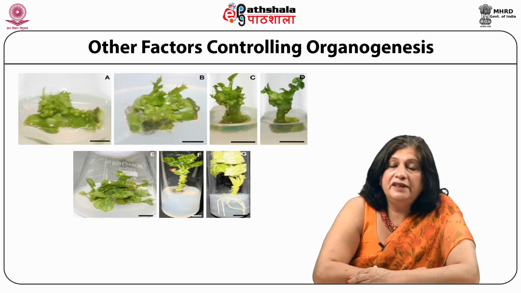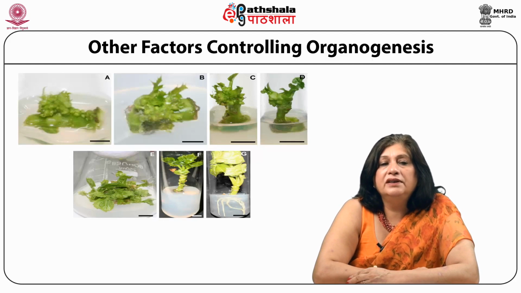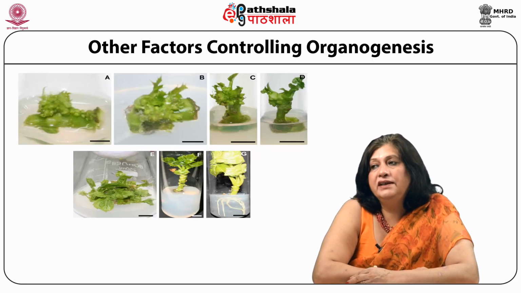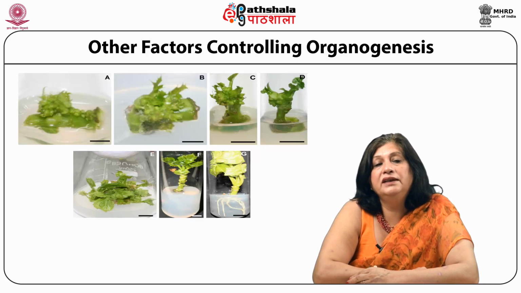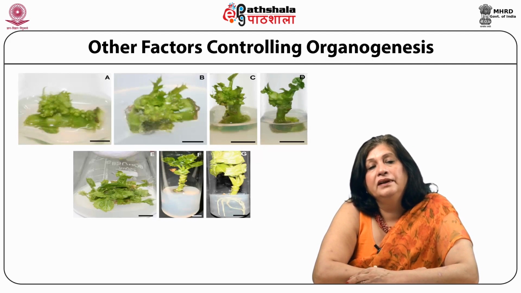When you deal with tree species, the age of the donor plant from where you have taken the explant plays a key role. It's well documented for all tissue cultures that in the juvenile phase, tissues are far more responsive than those in the adult phase. So the age of the plant is extremely important when you deal with perennials.